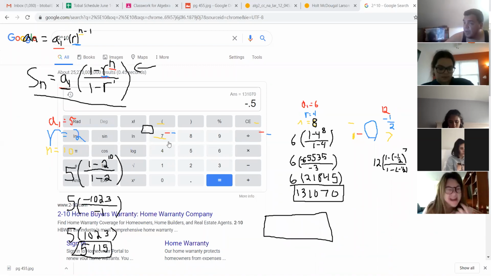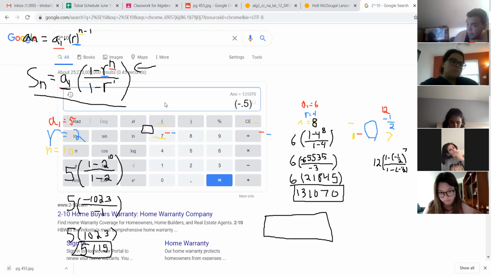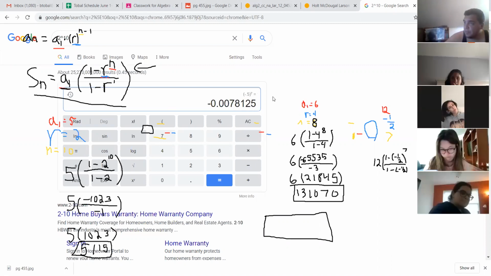So we got negative 0.5, and we want to raise that to... And actually, let me do it correctly on the calculator. I have to technically put it in parentheses. And we're going to raise that to the 7th power. So we get that decimal. Now that decimal will be taken care of soon.